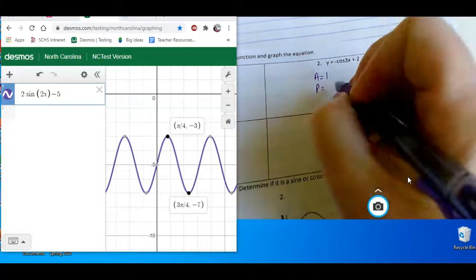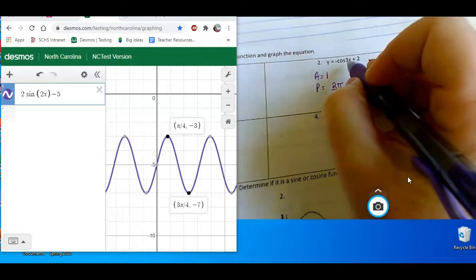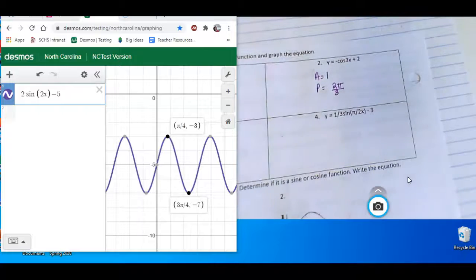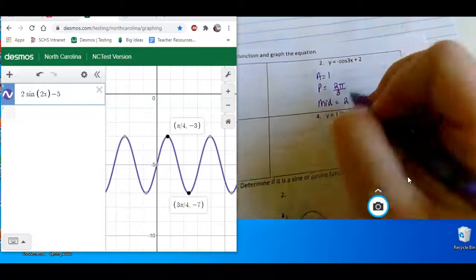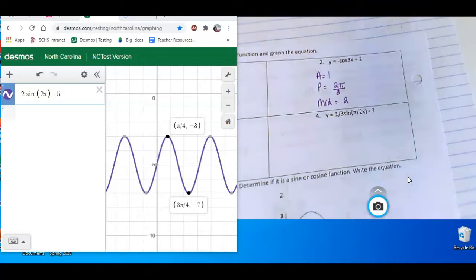Alright, your period is 2 pi divided by whatever's in front of x, which is 3. There's nothing to reduce there, so you just leave it as 2 pi divided by 3. That's it. And then your midline is 2, because that's the number of moving it up or down. If the question said, how much do you move it up or down? That's the same answer as if it said, what would be the midline? Okay, moving it up and down and the midline are the same thing. Alright, number 4.